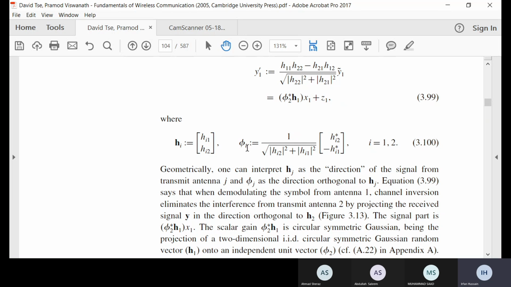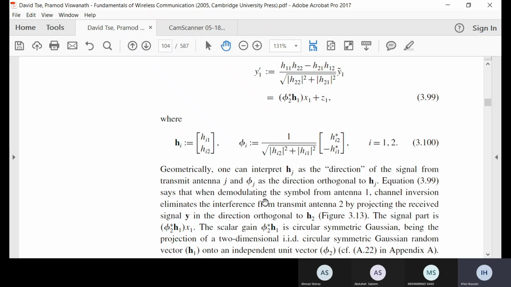If I put phi 1 here, this will become h12 conjugate, and this will become h11 conjugate. And if you take the dot product of h1 with phi 1, you will get 0, because your h1j will multiply with h2j, and h12 will multiply with h1 with a minus, and they will cancel with one another. Okay. So h1 is orthogonal to phi 1, but here I am multiplying phi 2 with h1.